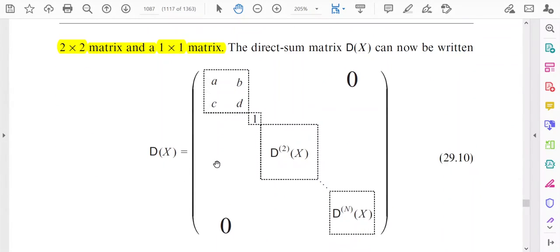So let us check how the block diagonal matrix D(x) can now be written. D(x) is equal to, you see that this is a 2 by 2 matrix A, B, C, D, and this indicates that x and y are mixed together, and this is a 1 by 1 matrix, and this indicates that z is unchanged. So overall these D1 matrices can be further reduced, and they have been written as a direct sum of a 2 by 2 matrix and a 1 by 1 matrix, and all the rest of the matrices are unchanged. So now the structure of D(x) will look like this one, 29.10.